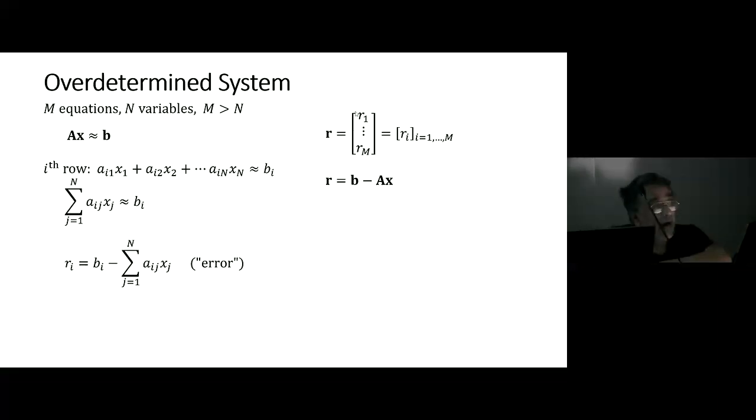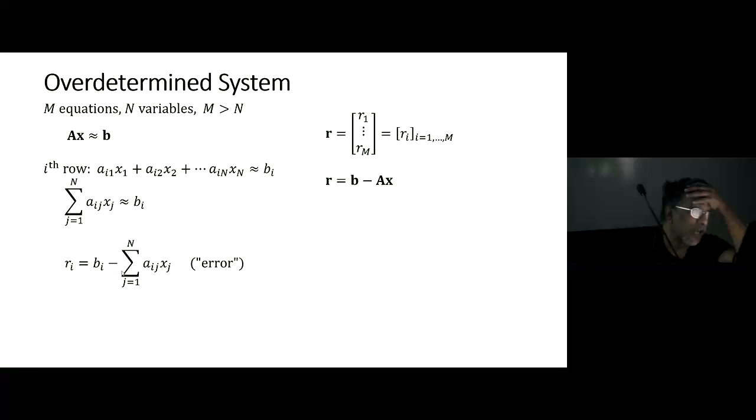If I write all the errors, because this is for the ith row and I have m rows, I have a vector of errors R1 through Rm. And this is the notation, by the way, I'll follow: Ri, i equals 1 through m, means a column vector of R1 through Rm. Therefore, R equals B minus Ax. And what will we try to minimize? Should we try to minimize the summation of the Ri's?